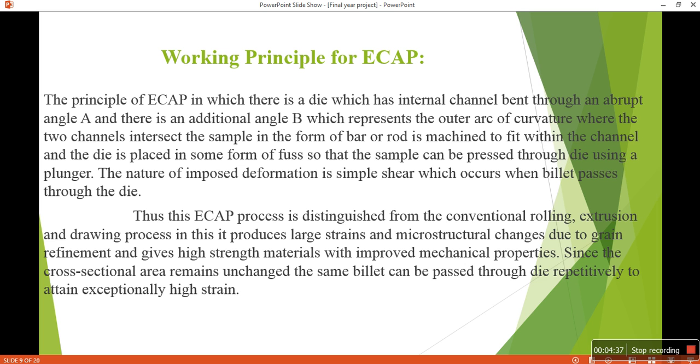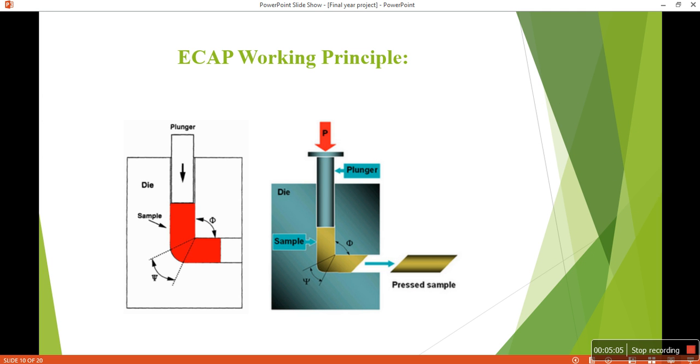The ECAP process is distinguished from conventional rolling, extrusion and drawing processes. It produces large strain and microstructural changes due to grain refinement and gives high strength materials with improved mechanical properties. Since the cross-sectional area remains unchanged, the same billets can be pressed through the die repeatedly to attain exceptionally high strength. And this is the ECAP working principle.